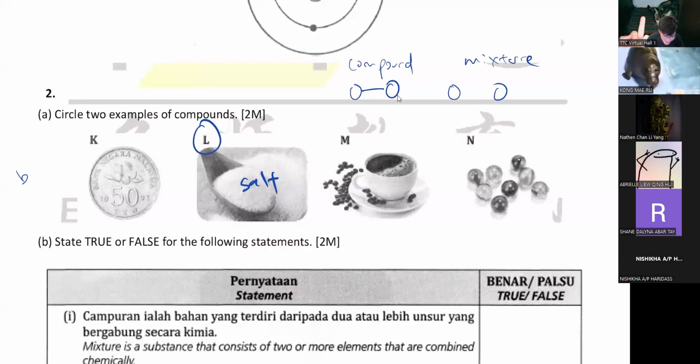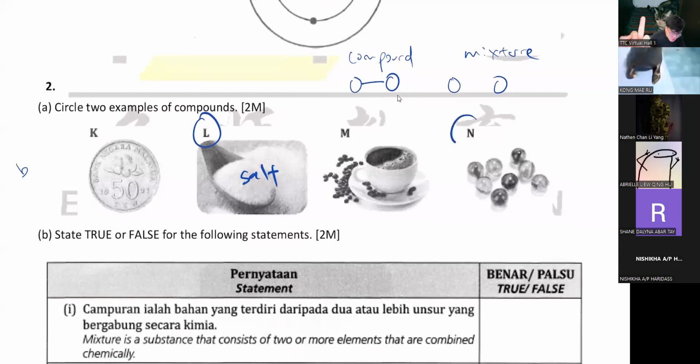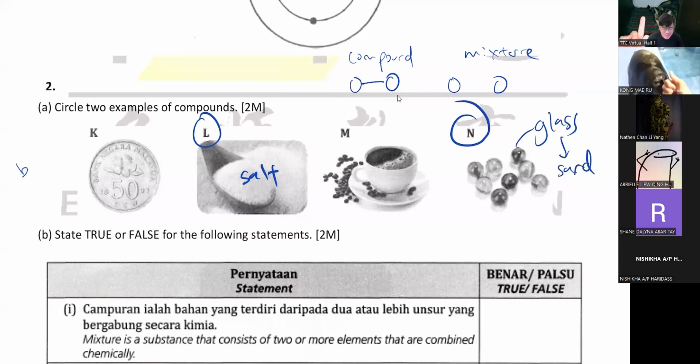Okay, so next is gonna be your guli. Why guli? Because guli is made from glass. Glass is made from sand. Sand is made from silicon dioxide. That means one silicon covered with 2 oxygen. So that's your sand.